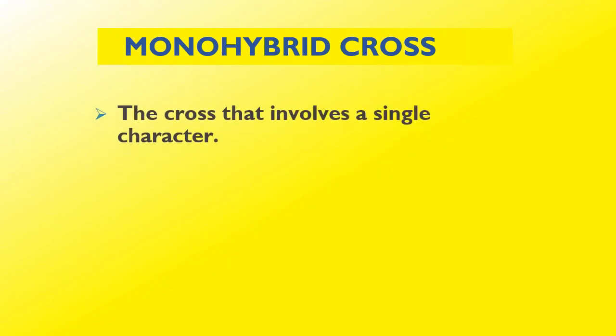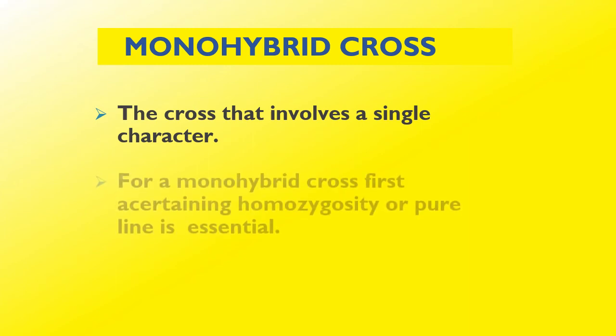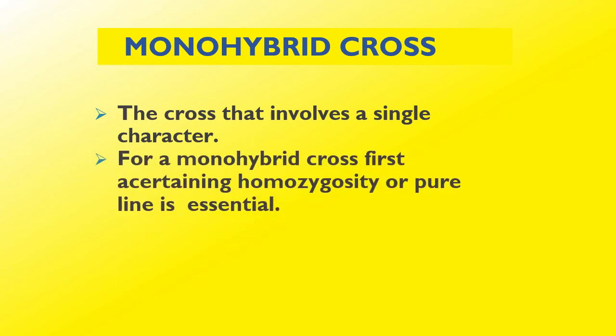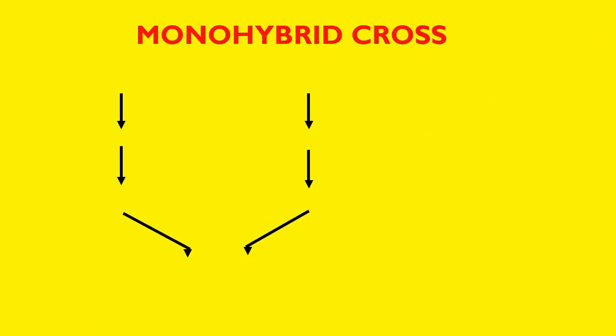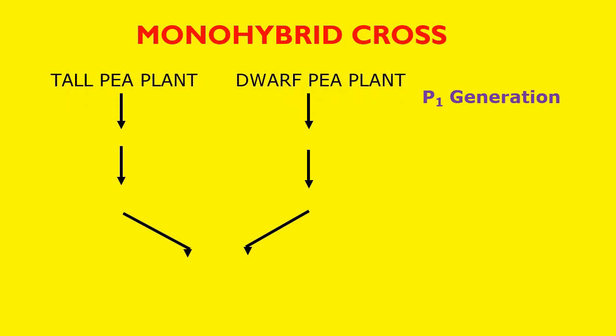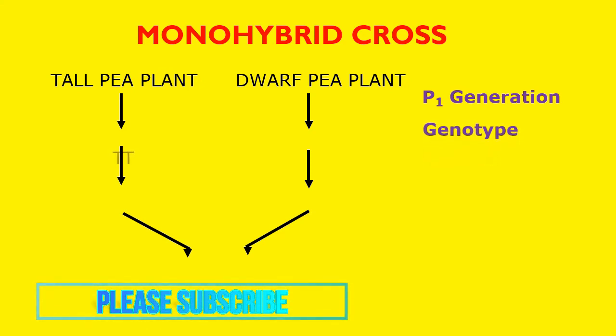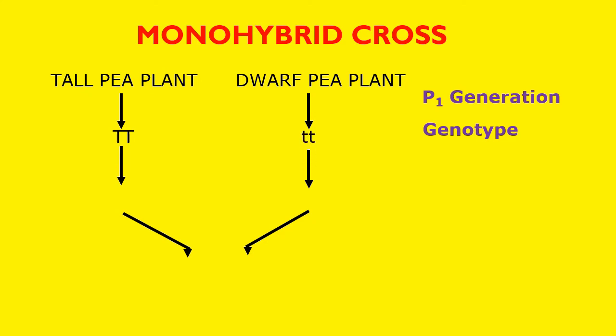Monohybrid cross. So, a monohybrid cross involves a single character. For a monohybrid cross, first ascertaining homozygosity or the pure line is essential, and the parental cross yields offspring of the first generation, which are called the F1 generation or the first filial generation. So let us take one example to explain the monohybrid cross. Here, pure tall pea plants were crossed with pure dwarfed pea plants in the parental generation. So the genotype of the tall pea plants was TT, and the genotype of the dwarf pea plants was tt. Now from the tall pea plants, the gametes obtained were T, and from the dwarf pea plants, the gametes obtained were t.